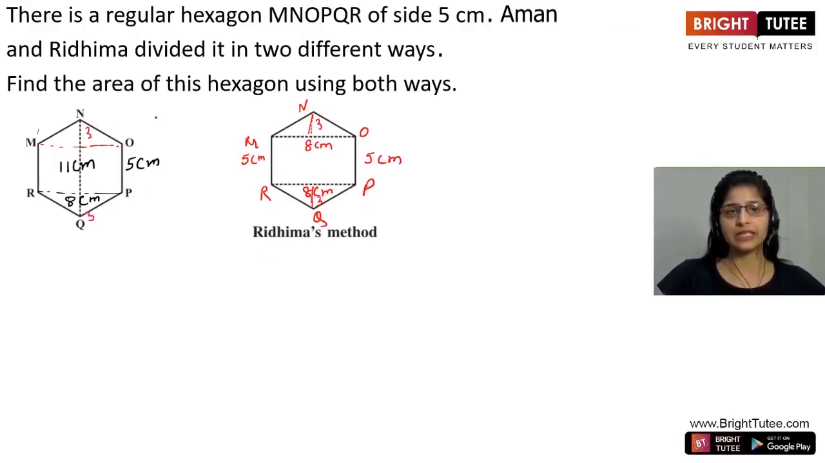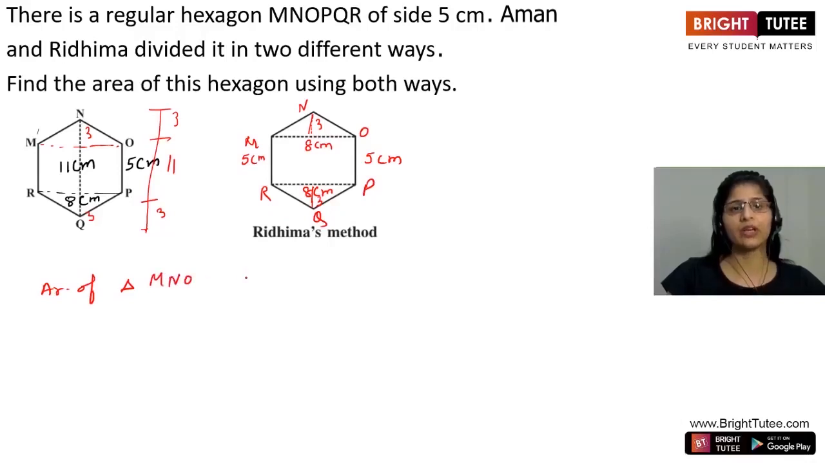And the middle part is, just see, from here to here we have 11 and this much part is 5. Then 3 here and 3 here, because it's a regular hexagon, so equal partitions would be left over on the top and bottom. So we can find out area of triangle MNO, and then area of triangle PQR plus area of rectangle MRPO.